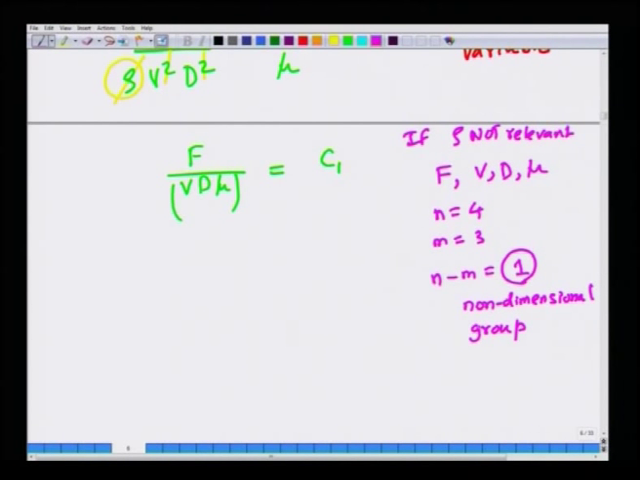Okay. Which means that you have this, and that non-dimensional group is just f by v d times mu. So, when rho is not a relevant variable, then there is only one non-dimensional group. If there is only one non-dimensional group, then there is no functional relation, that non-dimensional group must be a mere number, and that is this constant c 1. The constant c 1 is a mere number. So, this new non-dimensional group must be a constant if rho is not a relevant variable.